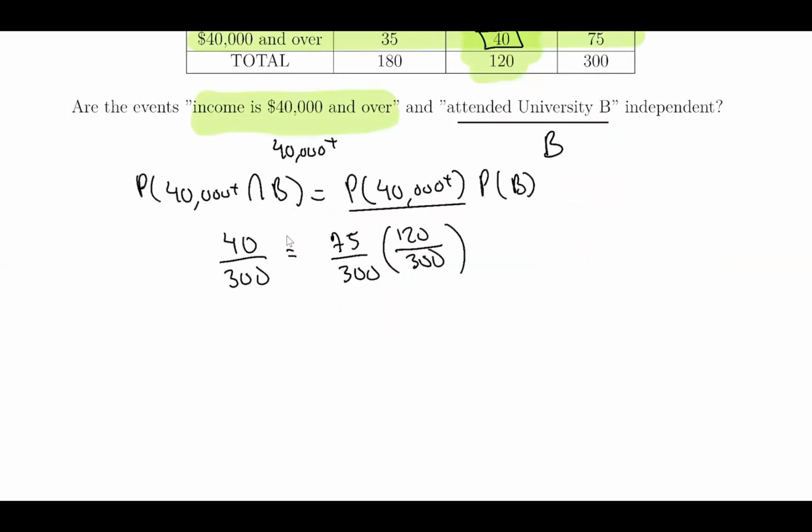All right, so any questions so far on how I got any of those three fractions? Okay, so let me go ahead and work that out. So we do 40 divided by 300. That's 0.133, and that 3 you continue on. Then we'll do 75 divided by 300, multiply by 120 divided by 300. You get 0.10.